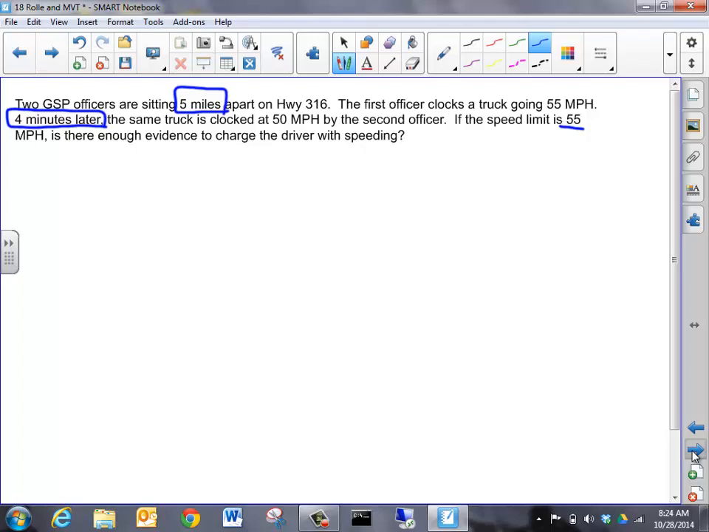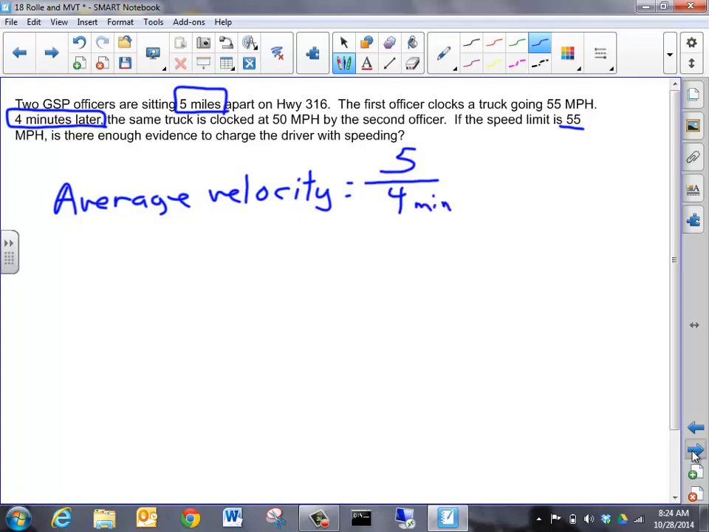All right? So, in 4 minutes, what is his average velocity? Average velocity. How do you find average velocity? You've been able to do that for years now. The distance you've traveled, 5, divided by the time, 4 minutes. We don't normally think of miles per minute. What do we think of? Miles per hour. So 4 minutes is how many hours?